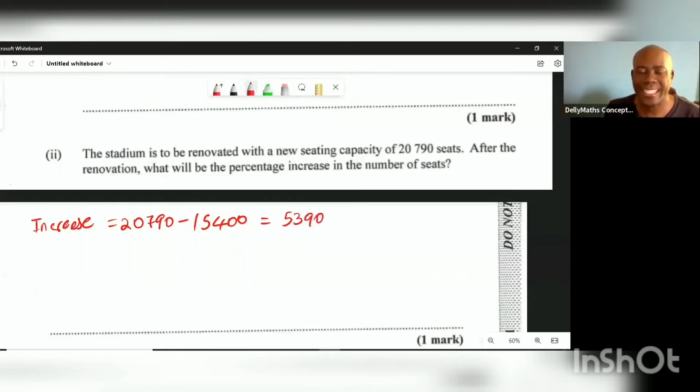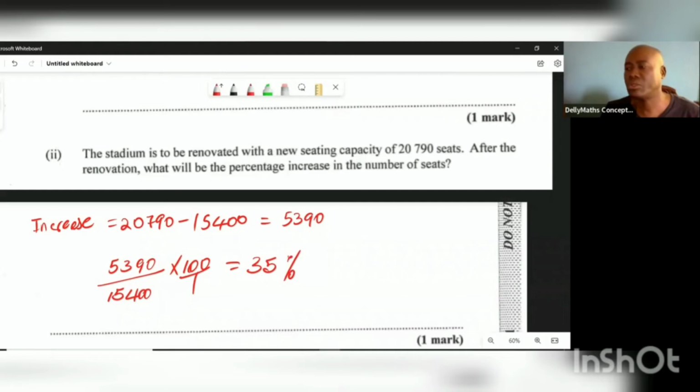Then you want to write this as a percentage. So it's going to be 5,390 over the original number of seats, and then you turn that into a percentage. So that will take us to the answer. We divide 5,390 by 15,400 and then multiply by 100, and we get 35%.